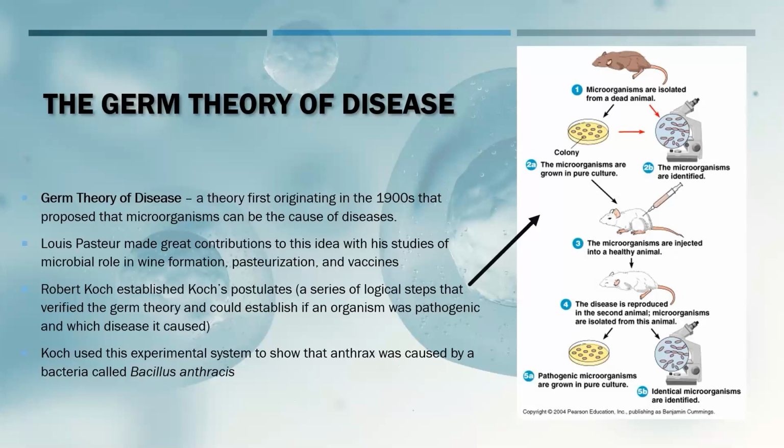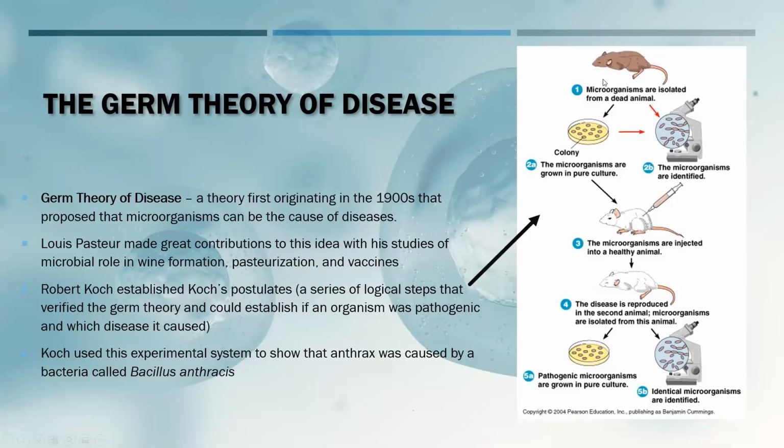But the person that really followed this through was Robert Koch, and he established some postulates, a series of logical steps, basically a flow chart of ideas that you can use to determine what organism is the problem, which one is pathogenic, which one is causing the disease. He did this originally for anthrax and showed that anthrax is caused by Bacillus anthracis.